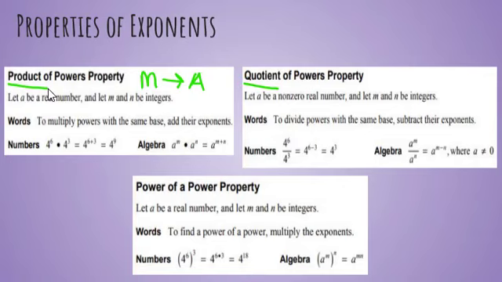For your quotient property of powers, anytime you're dividing like bases, you're going to subtract the exponents. And then we have the power of a power property. So this is when you have a base to a power again. Whenever you have a power to a power, you're going to multiply the exponents together.